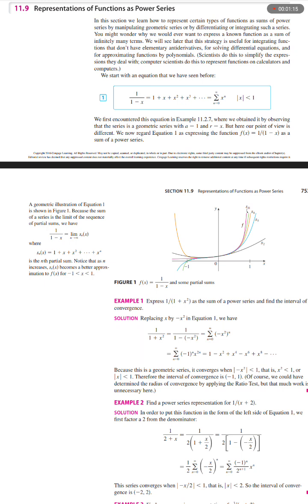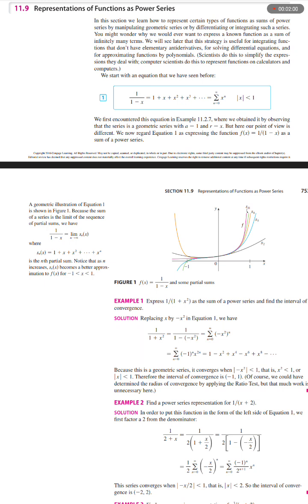We start with an equation that we have seen before. Equation 1: 1 over 1 minus x equals 1 plus x plus x squared plus x cubed plus ellipsis, equals the sum from n equals 0 to infinity of x to the power n, which holds when the absolute value of x is less than 1.